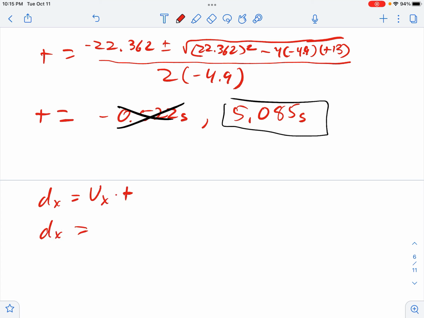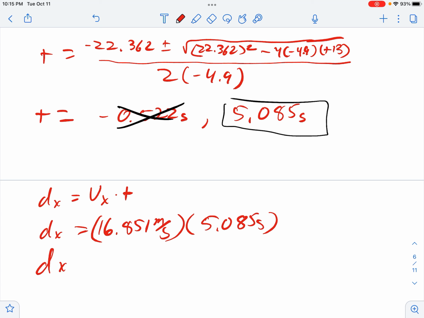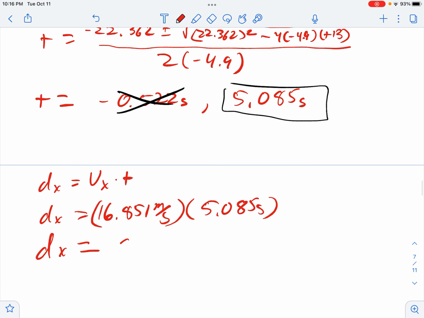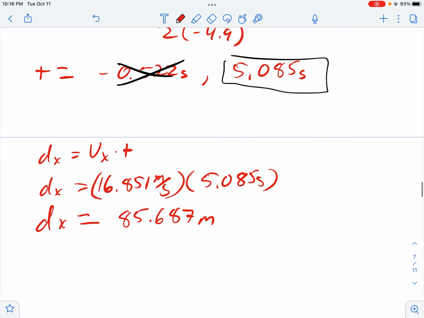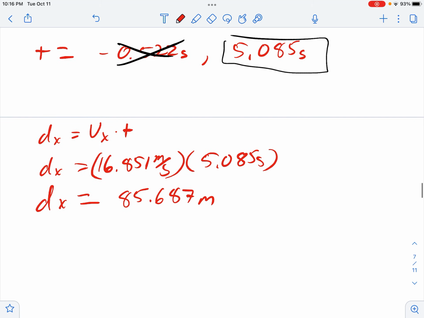Okay, so the same 16.851 meters per second that we've been working with. All right, but now this time of 5.085 seconds. So I get this range. So different range now. 85.687 meters. Okay, so it goes farther now before it gets to it, because it's not only going to return to its original height, it's going to fall down an additional 13 meters.